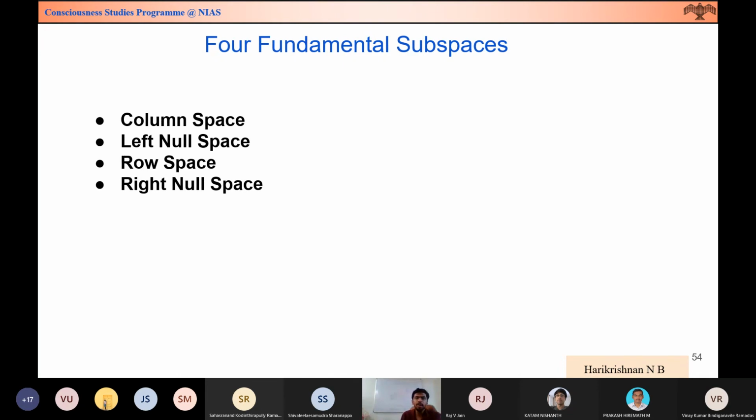So I'll talk about the four fundamental subspaces. We have looked at the column space, and we have also mentioned the row space. There is something called the left null space and the right null space. So let us start with the right null space. It is represented as N of A.